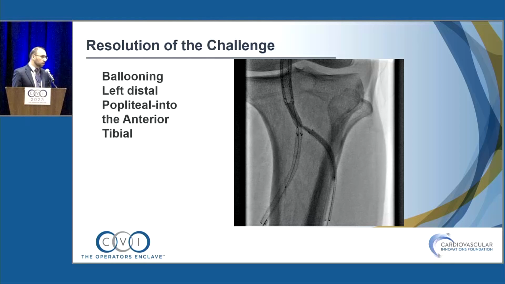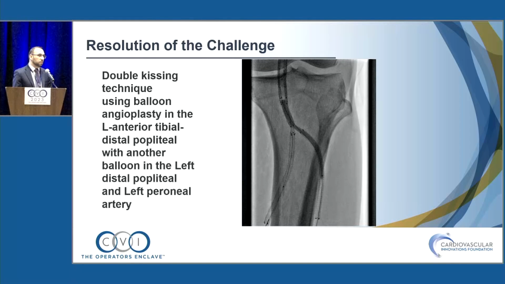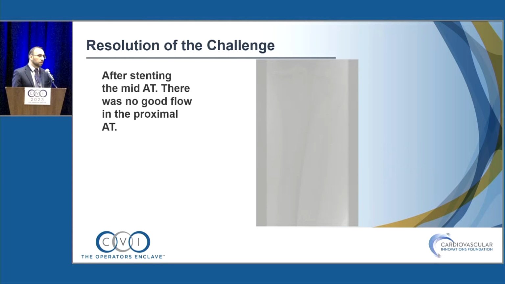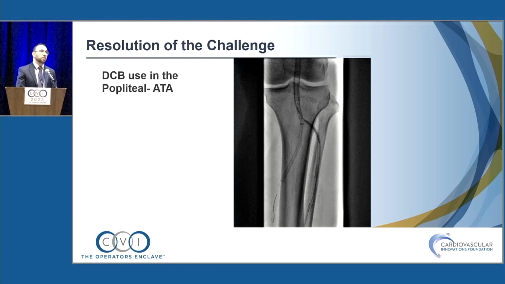Then we ballooned the left popliteal into the anterior tibial. Then we did the DK crush using a Corsair balloon coming from the radial into the peroneal. The mid ATA was 90% as well. We placed a self-expanding Innova stent. Despite what we did, we still did not have good flow. As you can see, it's only threaded. We used the DCB afterward.